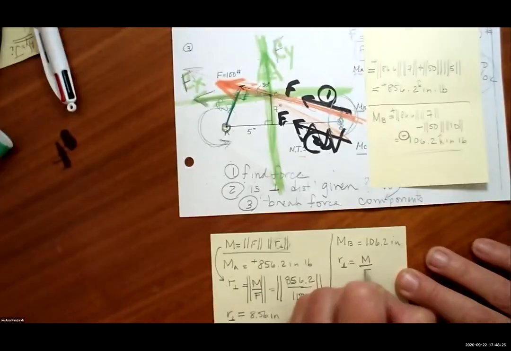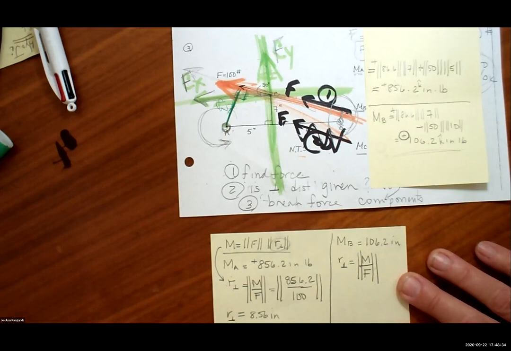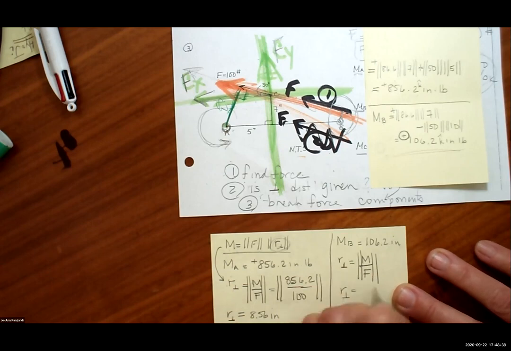And not only is it moment divided by force, I have to remember to put absolute value because I don't want a negative distance. It's a perpendicular distance. It's neither positive nor negative. That's why it's called the radius. So it's 106.2 divided by 100, and R perpendicular equals 1.062 inches. I'm not worried about decimal places right now. Good?